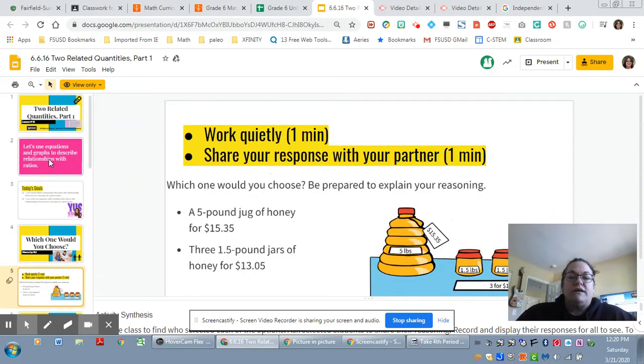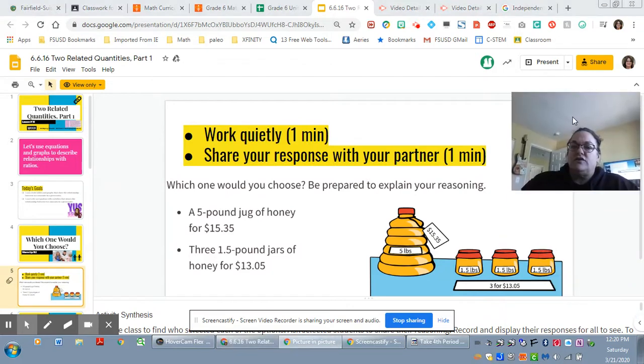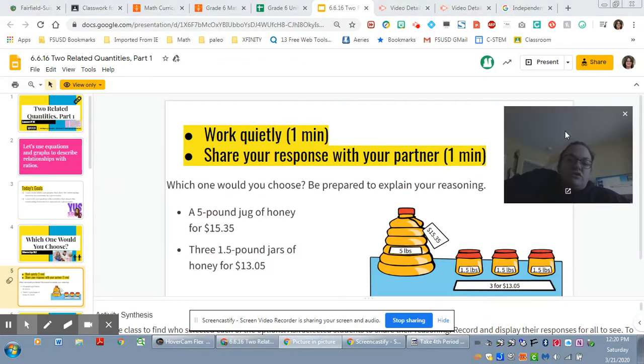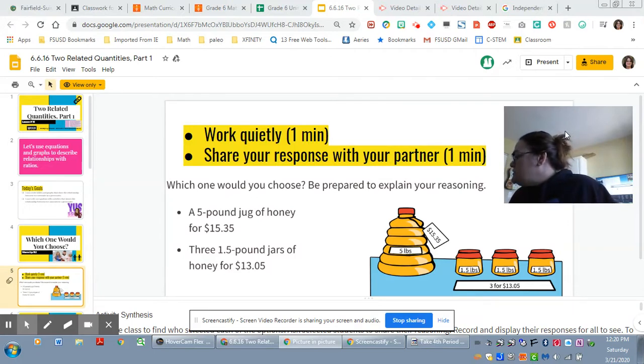So the warm-up is, which one would you choose? If you were shopping and you wanted the better deal, would you choose a 5-pound jug of honey for $15.35? Or would you choose three 1.5-pound jars for $13.05? I'd like you to pause the video, do the math, and when you come back, we'll discuss it. So hopefully you did the math and you're back. Which one would you choose?